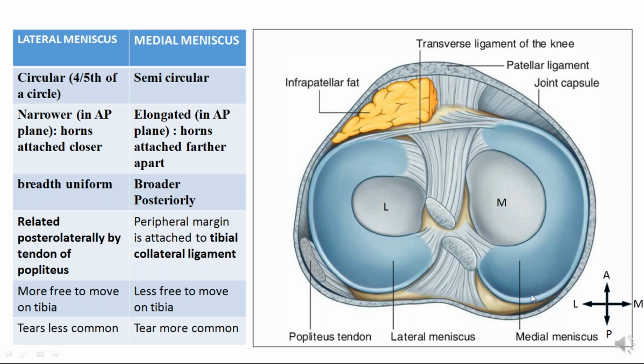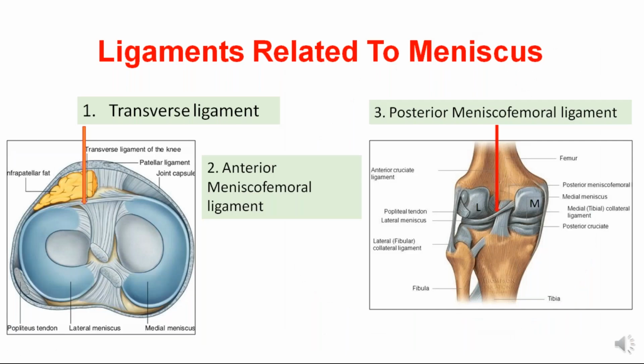There is an important relation of the medial meniscus: the peripheral margin is attached to the tibial collateral ligament, because of which it becomes less free to move on the tibia, and hence meniscal tears are more common on the medial side. Whereas the lateral meniscus is free to move on the tibia, the lateral meniscus has a relation with the popliteus tendon. It is related posterolaterally to the tendon of popliteus. The anterior horn of medial meniscus is connected to the anterior margin of lateral meniscus through the transverse ligament.